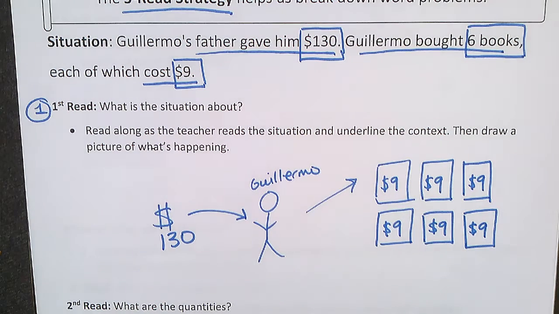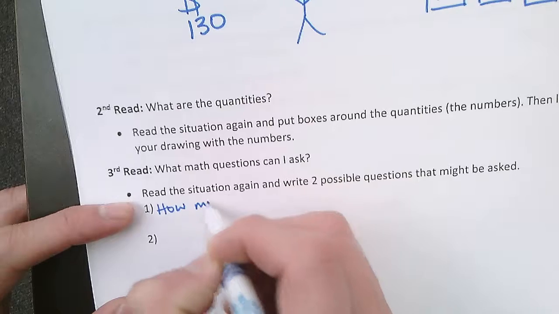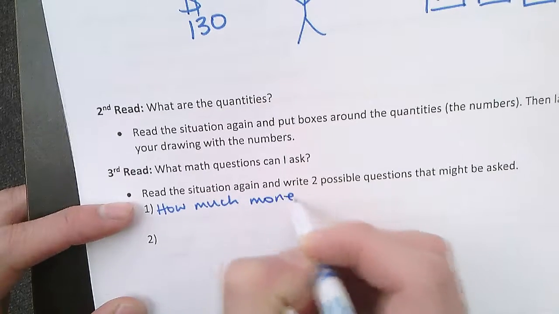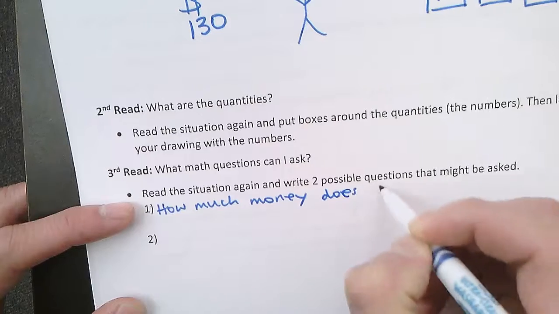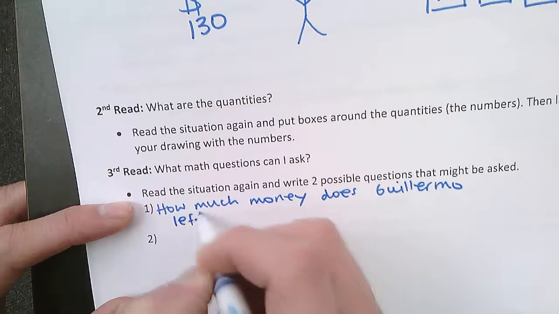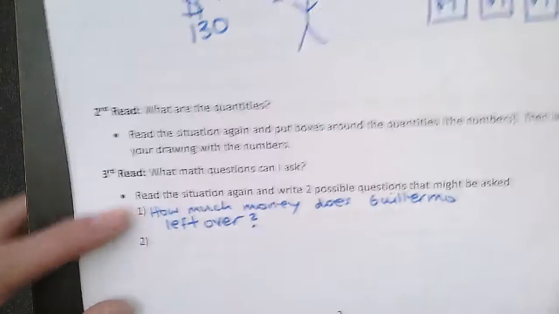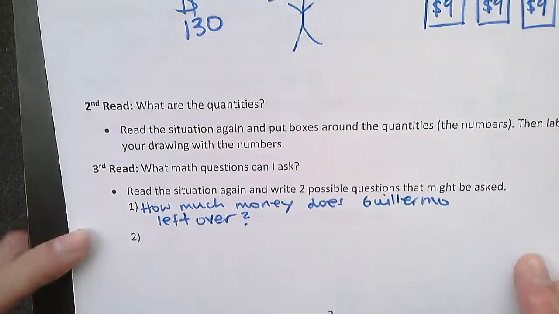So I think to myself, maybe it wants me to figure out how much money he has left over after he buys the books? Okay, so what's one way I can phrase that question? I might say, how much money does Guillermo have left over? So that's one possible question that might be asked off of this information.